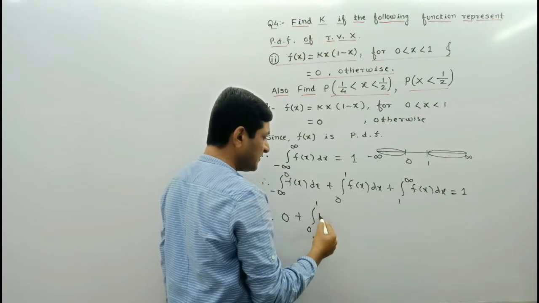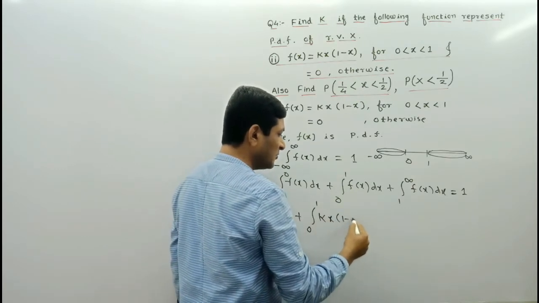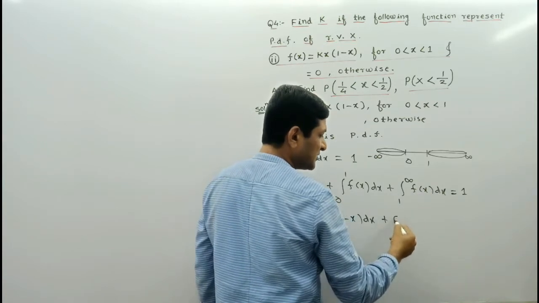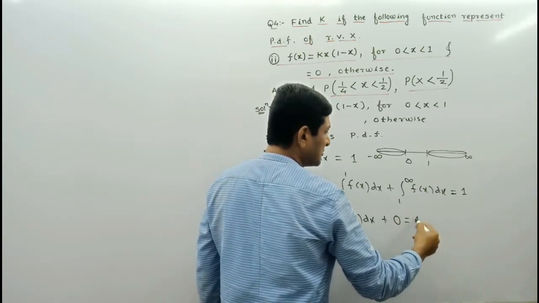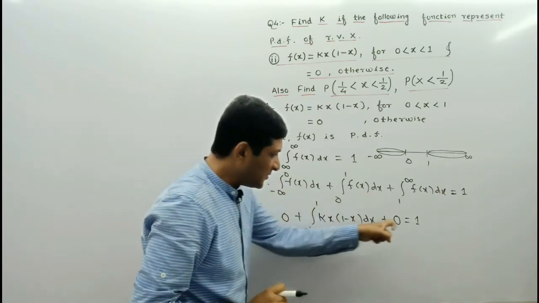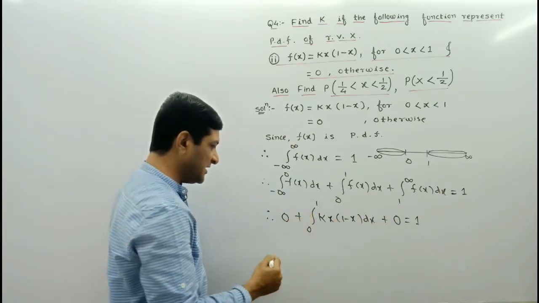What is the value of f of x? k into x into 1 minus x dx. In the third part, the value of f of x is 0, and the integration of 0 will be equal to 0. On the right hand side, 1, keep it as it is. Now it is not necessary to write 0 here, just simply find out the integration.